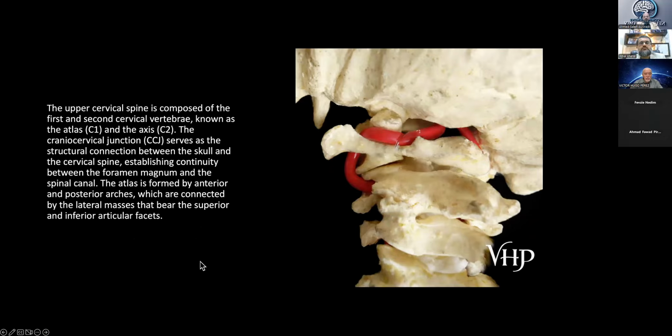The upper cervical spine is composed of the first and second cervical vertebrae, known as the atlas and axis. The craniocervical junction serves as a structural connection between the skull and the cervical spine, establishing continuity between the foramen magnum and the spinal canal. The atlas is formed by the anterior and posterior arcs, which are connected by the lateral masses that bear the superior and inferior articular facets.